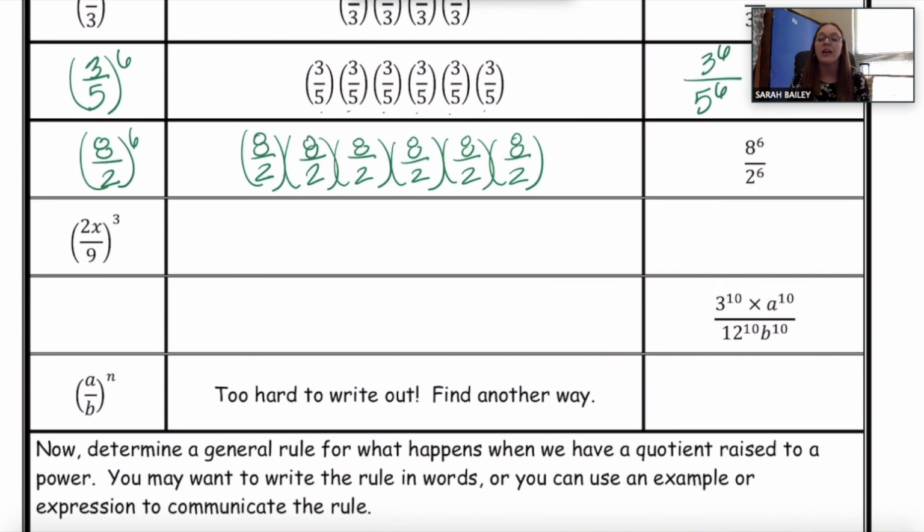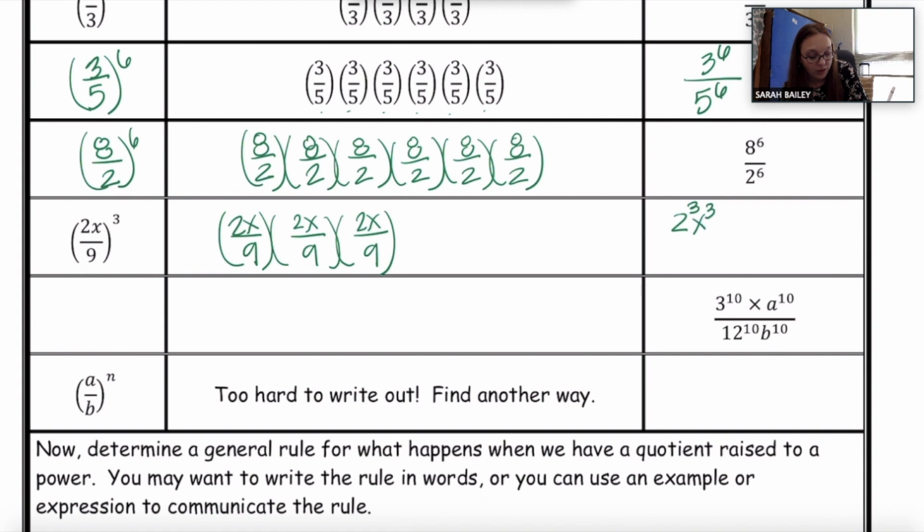Okay, this next one has some variables. So I have 2x all divided by 9 to the 3rd power. So if I expand it out, that's 2x over 9 multiplied by itself 3 times. Okay, so that's 2x times 2x times 2x, which we know is going to be 2 cubed times x cubed over 9 cubed. So everything got that exponent of 3.